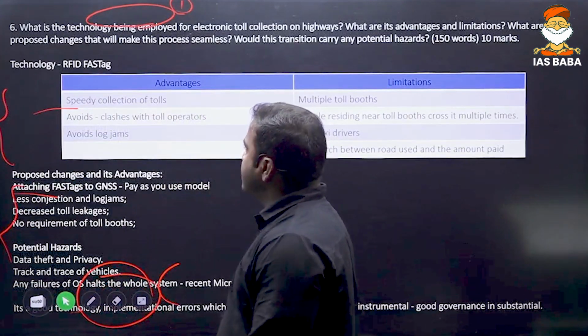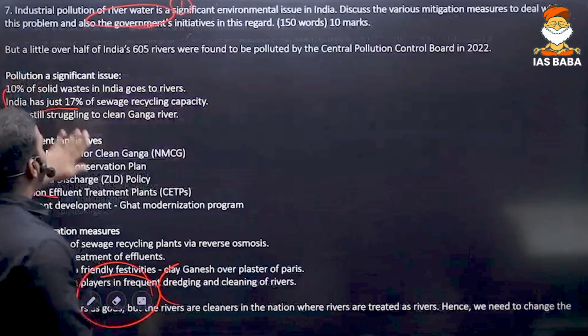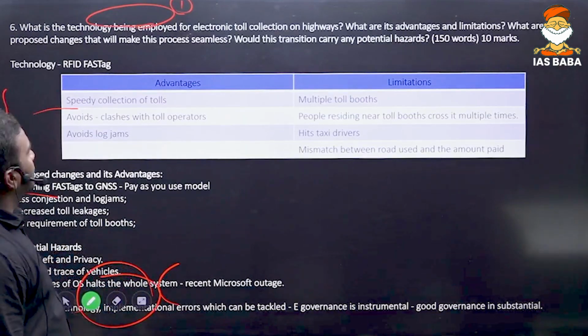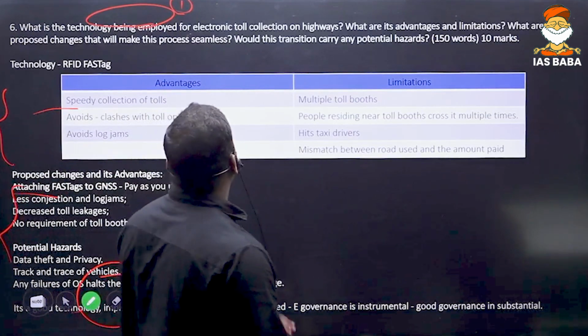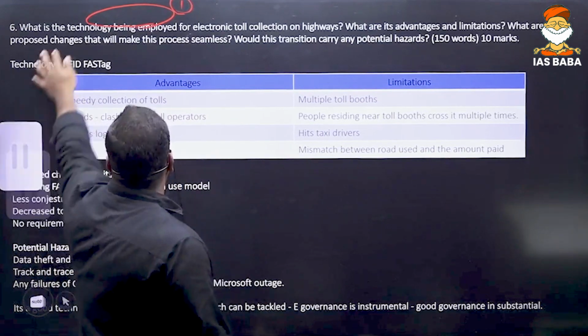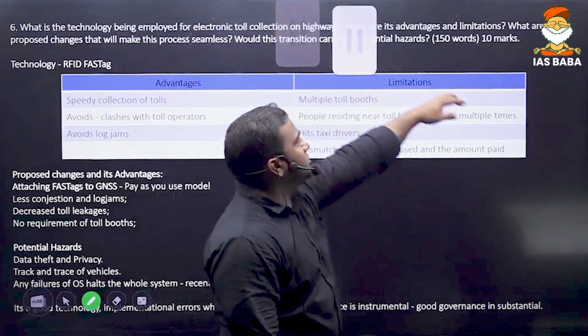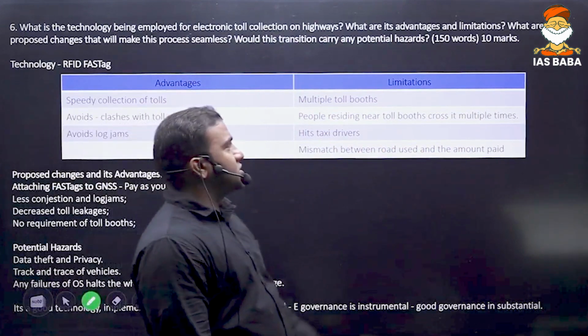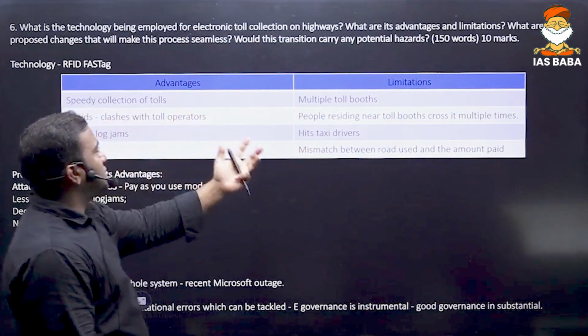Okay, what is the technology being employed for electronic toll collection on highways? A very easy question on FASTag. I don't think this will be difficult for you. And the technology was also in the news. Yes, what are its advantages and limitations? FASTag's advantages and limitations.